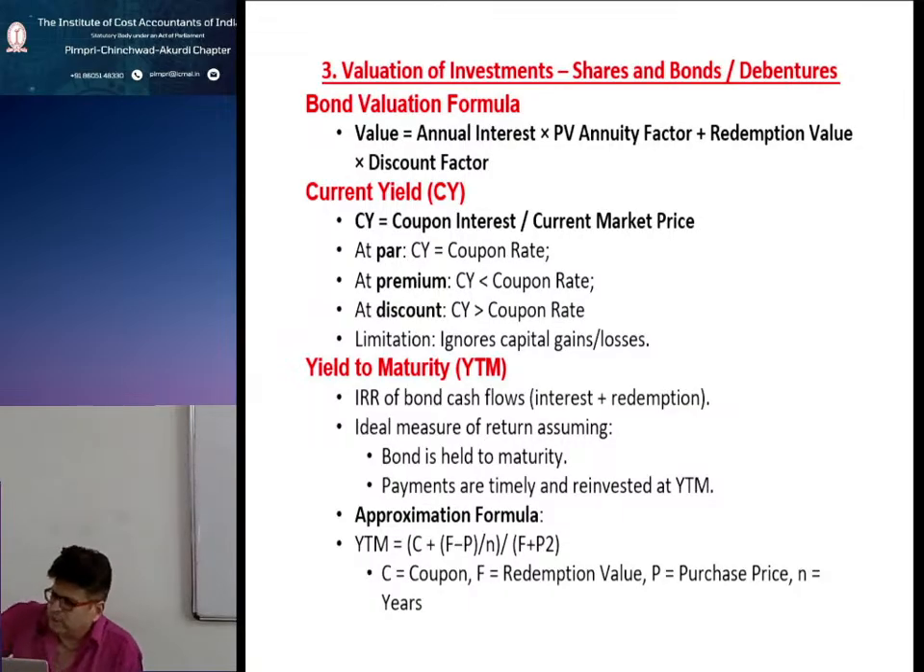Yield to maturity means the IRR of bond cash flows, which are typically interest plus redemption. It is the ideal measure of return, assuming the bond is held to maturity and repayments are timely and reinvested at YTM. The approximation formula is YTM equals C plus (F minus P) divided by N, and all put together divided by (F plus P) divided by 2, where C is the coupon, F is the redemption value, P is the purchase price, and N is the number of years.